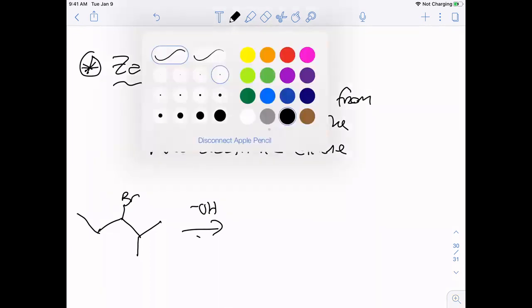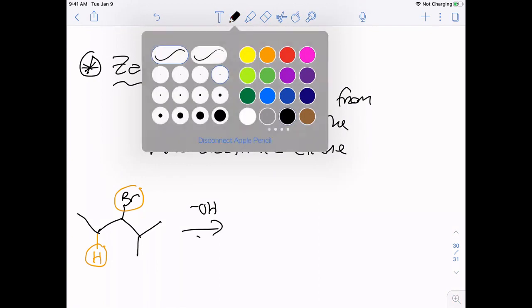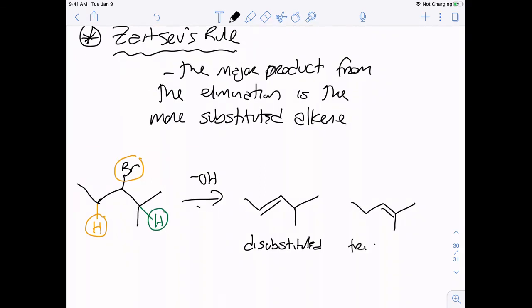So we have options. I have a proton here. So we can remove that proton and we can remove that halogen. It's the only halogen, so that halogen. And then the double bond would be between those two carbons. So I would have my double bond here. So that's one option. The other option is I do have a hydrogen on this carbon. We could remove that hydrogen and then my halogen, and I would get this alkene. So my first one, this is di-substituted. And then my second one, this is tri-substituted.